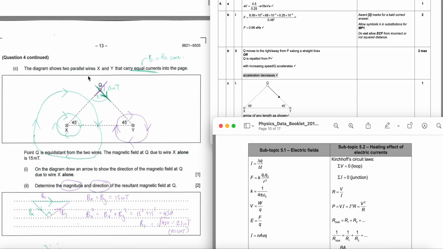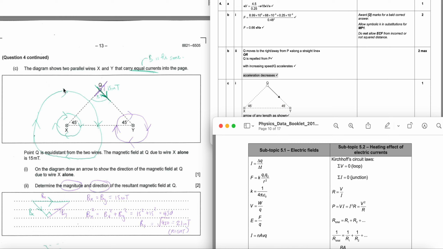We're first asked to add on the diagram an arrow to show the direction of the magnetic field at Q due to wire X alone. Wire X has its own magnetic field, and we want to know the direction of that field. Well, it's a circular field. I'm aware this is a dreadful circle, okay? But the bit that we are interested in is the one I've drawn quite well.